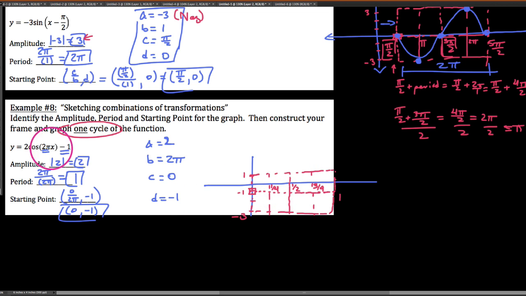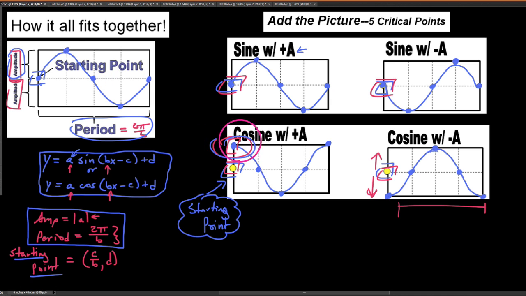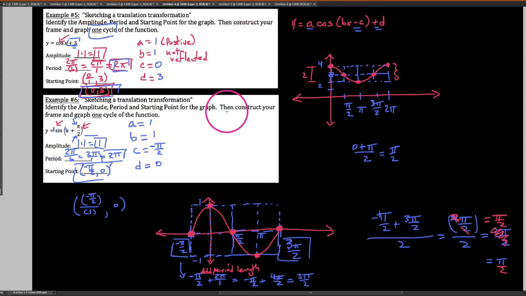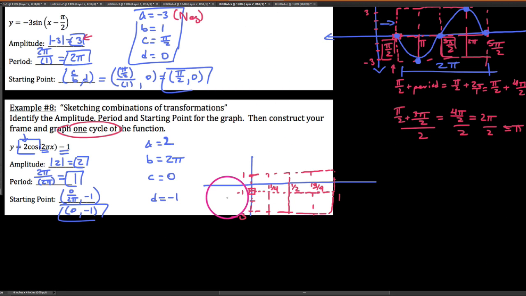So now that we've constructed our frame, we see that we have a cosine curve here, and that the a value is positive. So because all cosine curves start at their maximum, if they're not reflected, we'll start at our maximum. We're not reflected here. Here's our maximum, beginning of the frame. A fourth of the way through the frame, it's at its quote-unquote 0, and then it goes to its minimum, and then to its 0, and then to its maximum again.